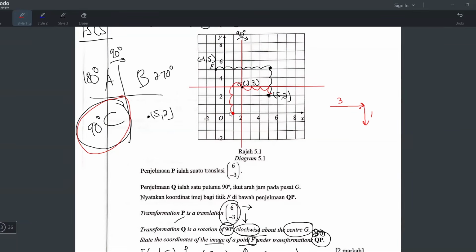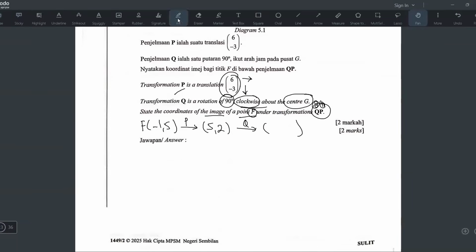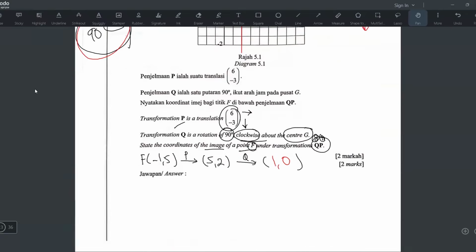So you can see this is the final answer 1 0. So you can just write the 1 0 here, and you should be able to get full marks if you write like that. Okay? Yeah, so that's all. Alright, that's it. I'm gonna continue.